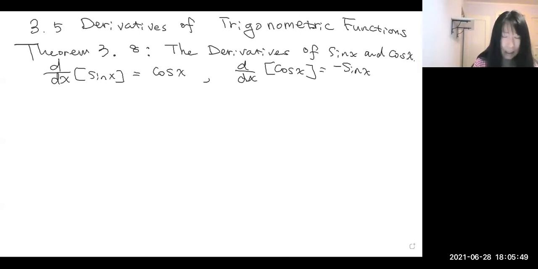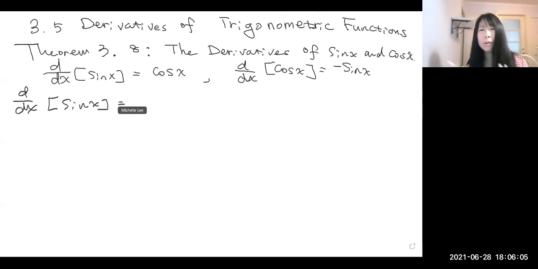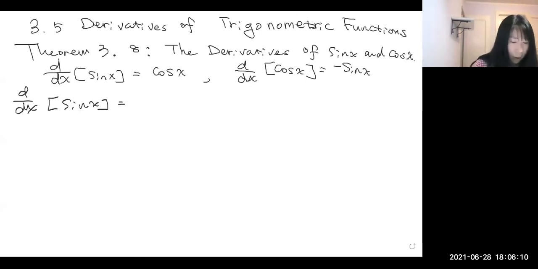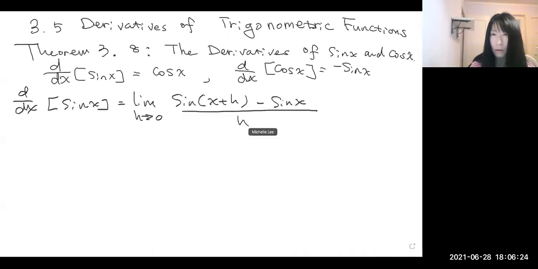this one first, sine x. All right, so we're going to use the limit definition of the derivative of sine x, using h, right? So we do limit h approaches 0 of sine(x plus h) minus sine x over h. Okay, so we are using this definition.